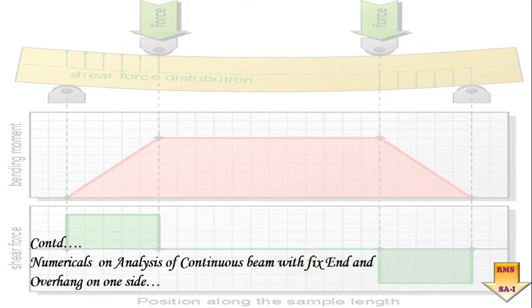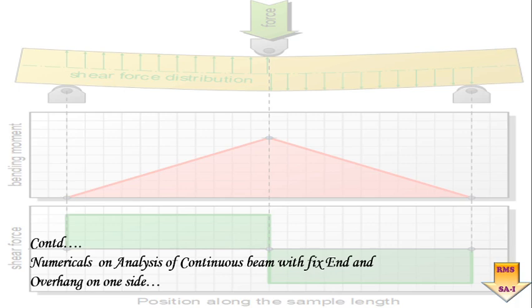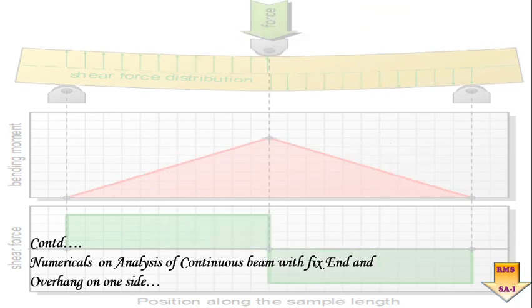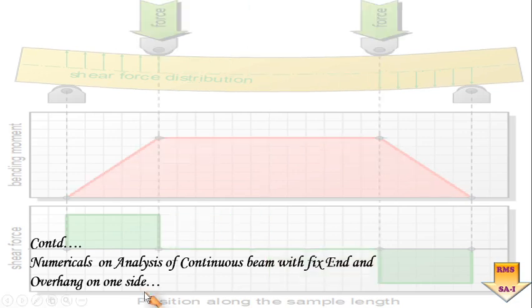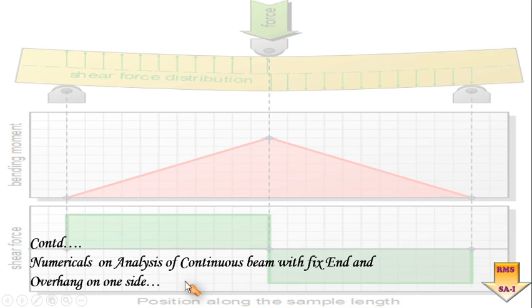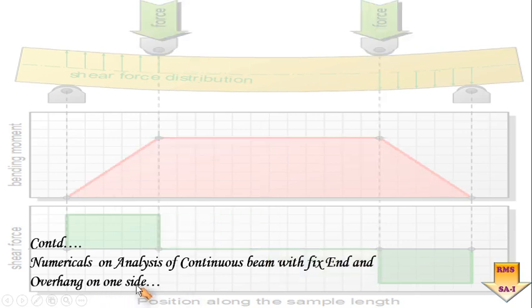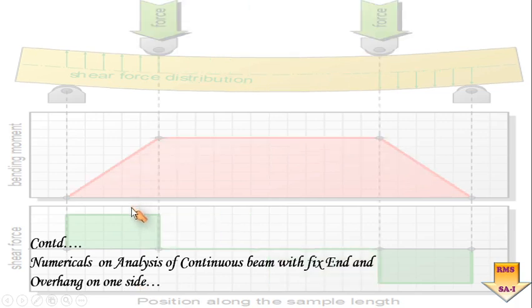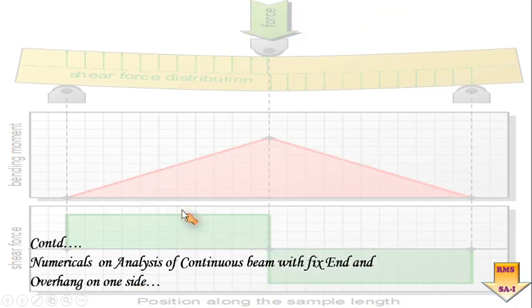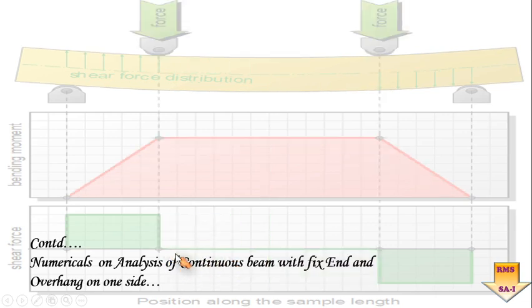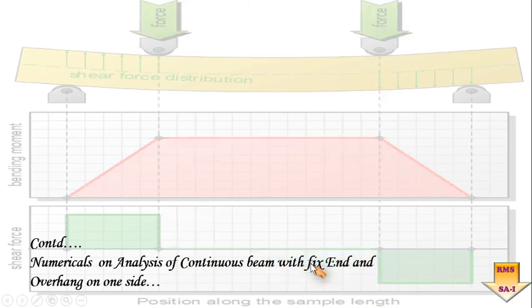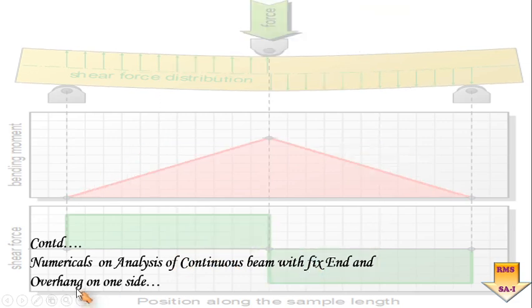So in the next class we shall be dealing with another numerical to be analyzed. In this particular case there will be one fixed end and, on the other hand, an overhang. So this is also one of the interesting numericals to be understood. In the next class we shall be dealing with this specific type of problem in which there is one fixed end and on the other hand there is an overhang.